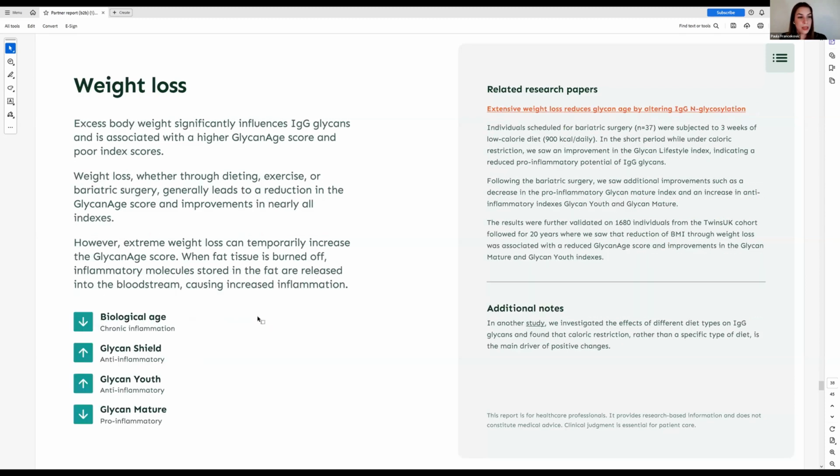With weight loss, we also see systematic positive changes. So overall reduction of the biological age, increase in the anti-inflammatory glycans, and decrease in the pro-inflammatory load. So very systematic beneficial change with weight loss.